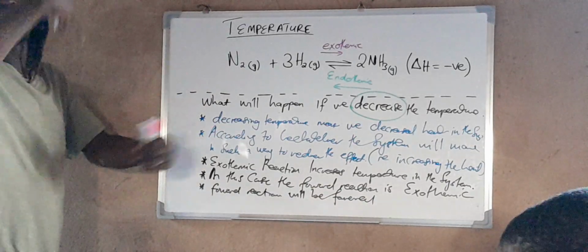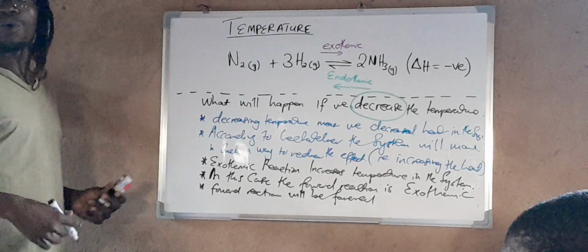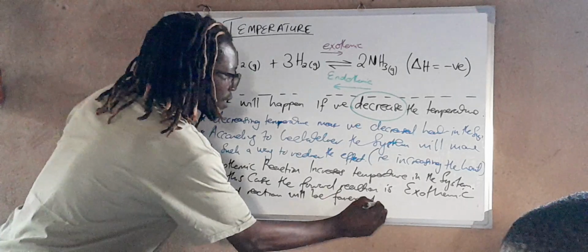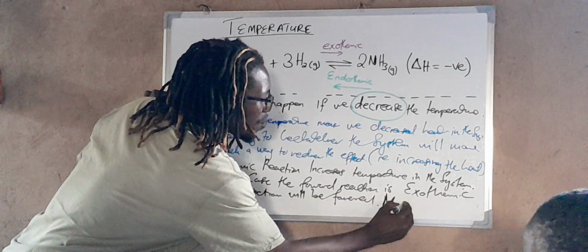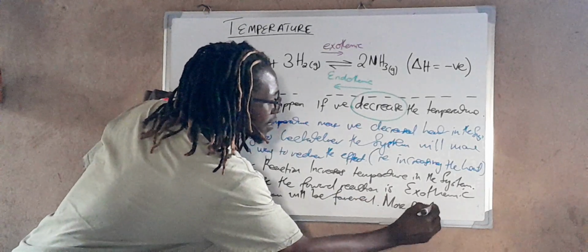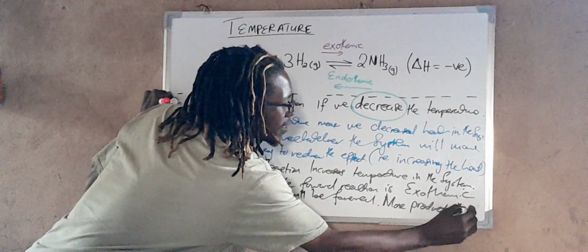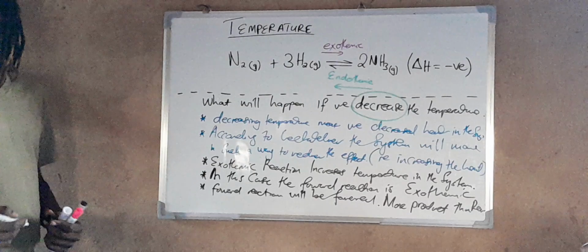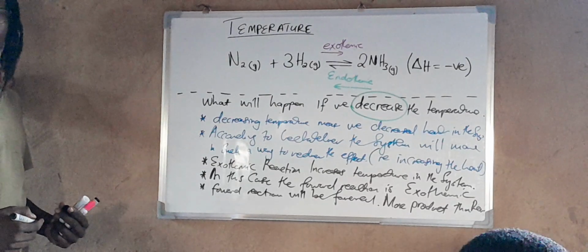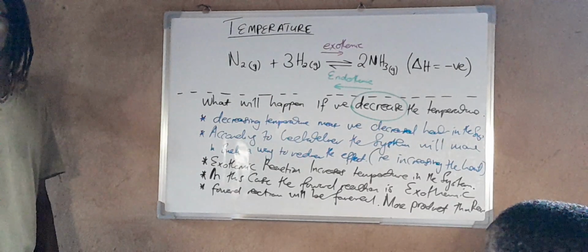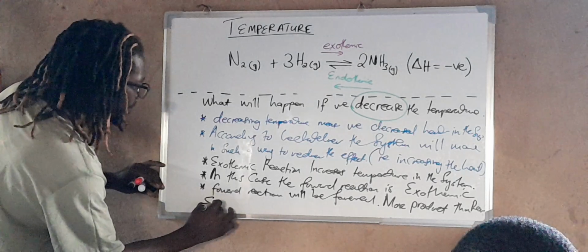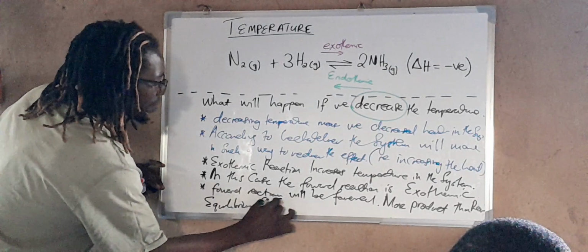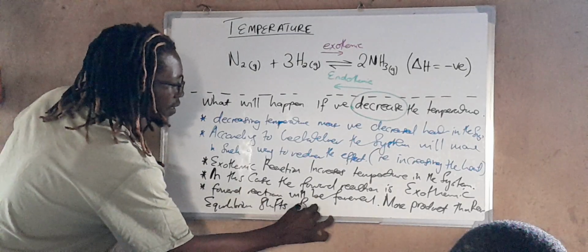So if the forward reaction is favored, what is going to happen? We're going to create more products than reactants. So if we've created more products than reactants, equilibrium will shift to the right.